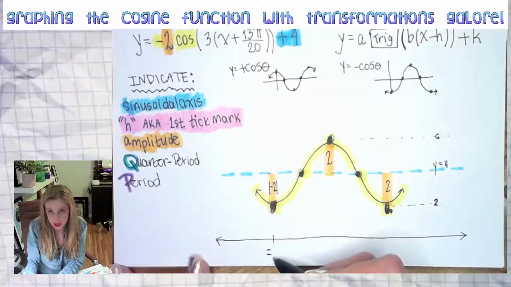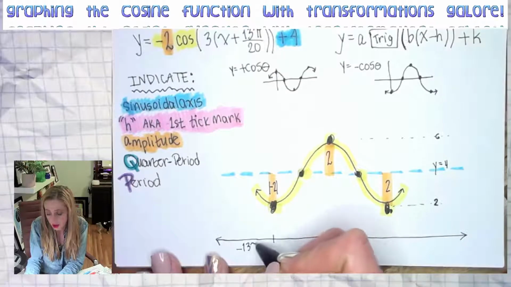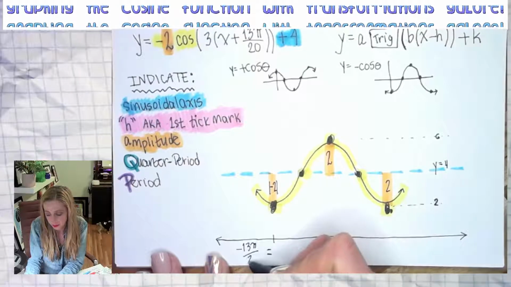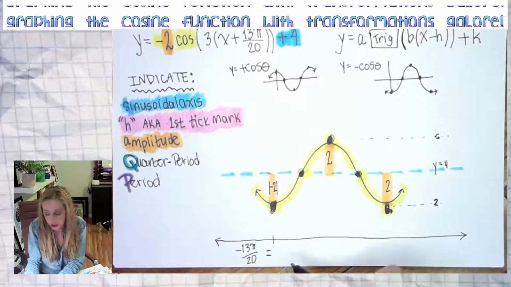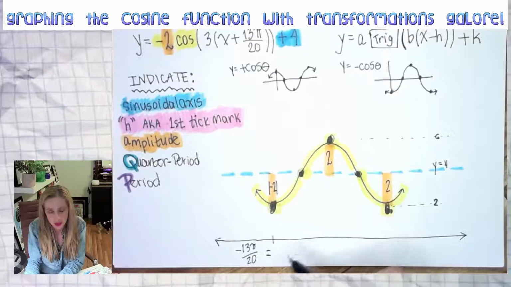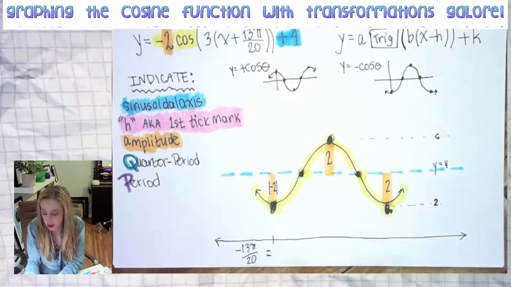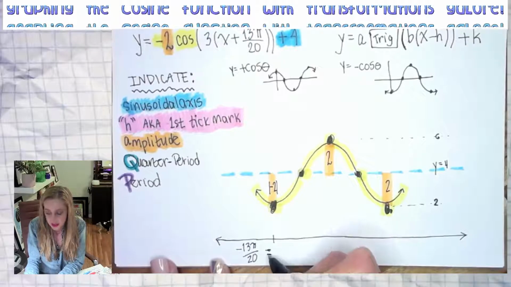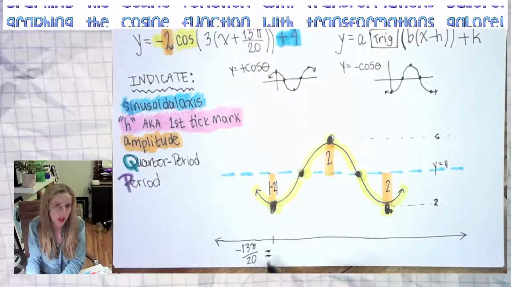I'm going to put an equal sign here, and I'm going to actually write negative 13 pi over 20 here, because chances are you're going to need a common denominator. I'm going to have to pause in a second to get him a treat. A common denominator, to add that quarter period every time, it's not always going to work out nicely.